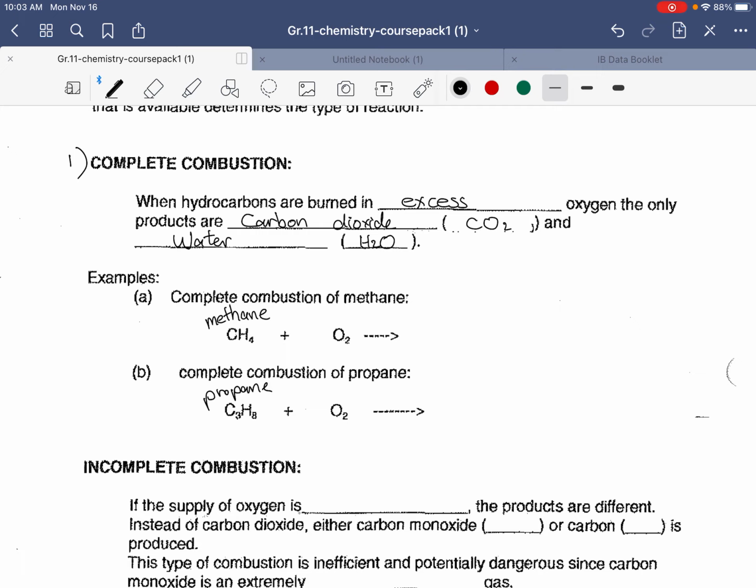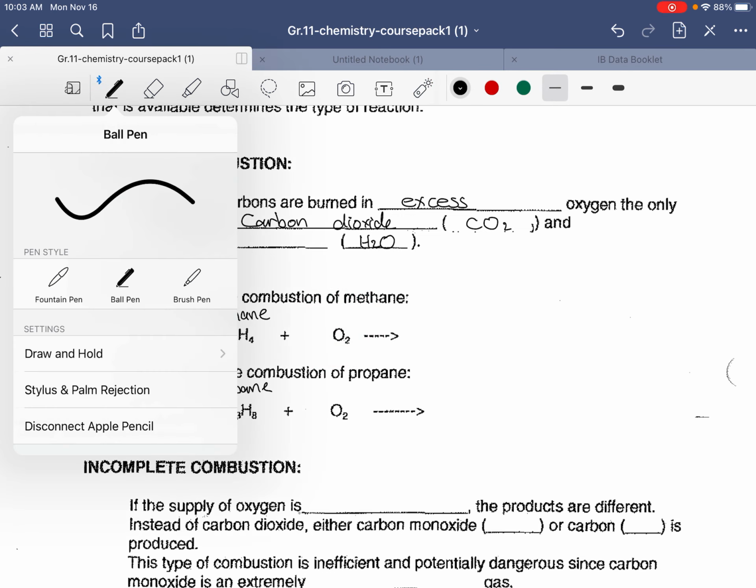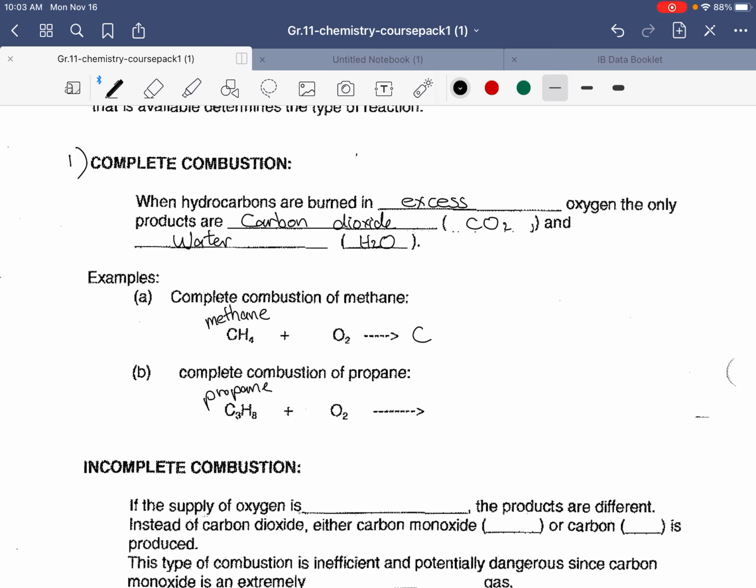So if you take methane and you react it with oxygen, assuming you have an excess of oxygen, lots of oxygen, because you're doing this in open air, right? You're going to get carbon dioxide and you're going to get water. Don't forget to balance it. If you're combusting propane, hopefully again in open air, you're going to get carbon dioxide and water. You're always going to get carbon dioxide and water. Okay? And again, don't forget to balance it.